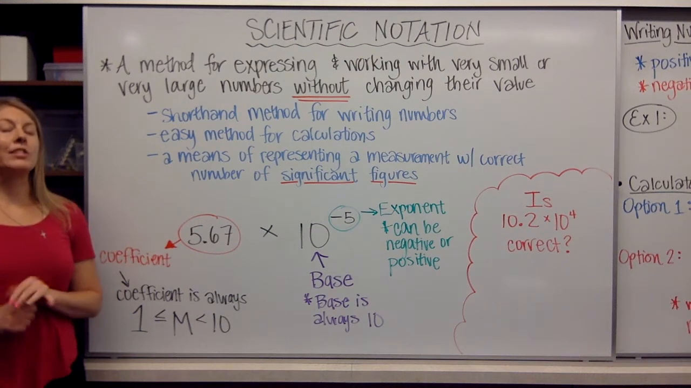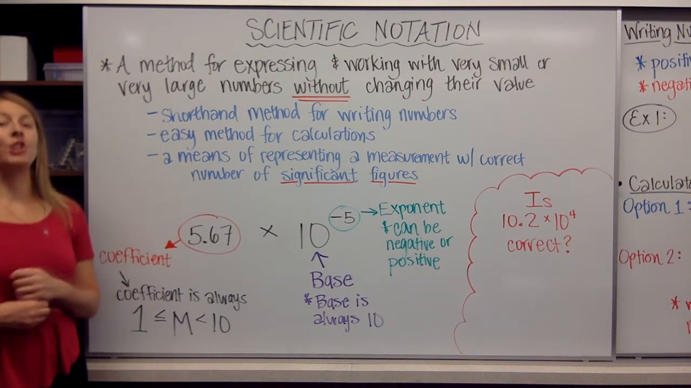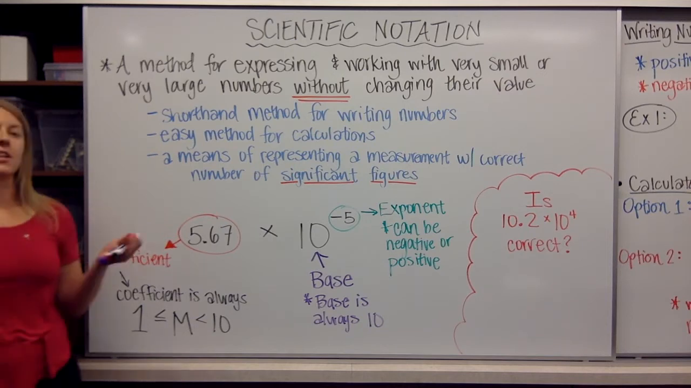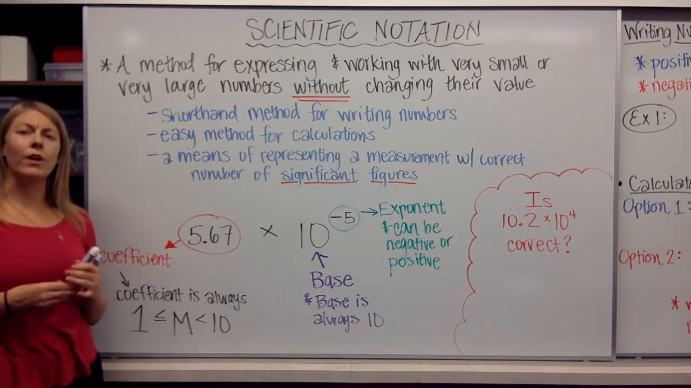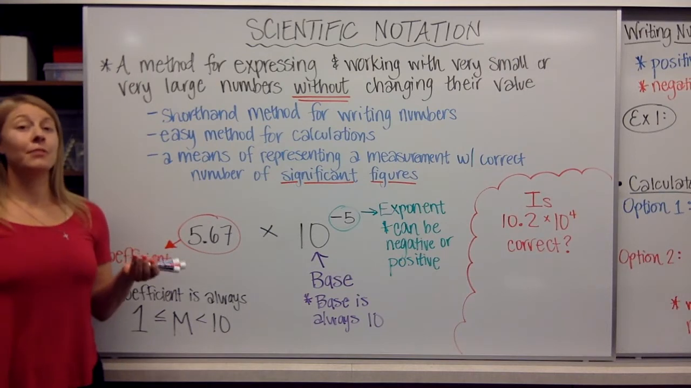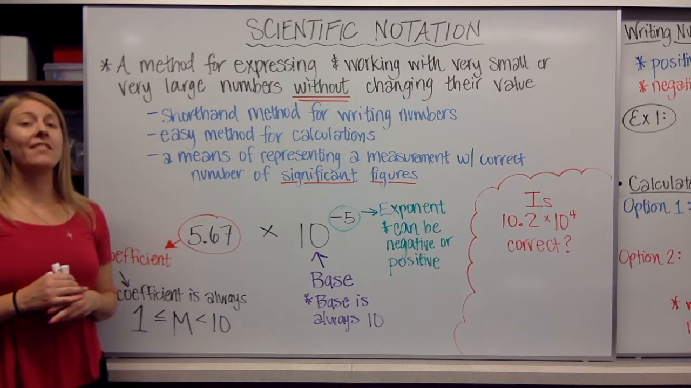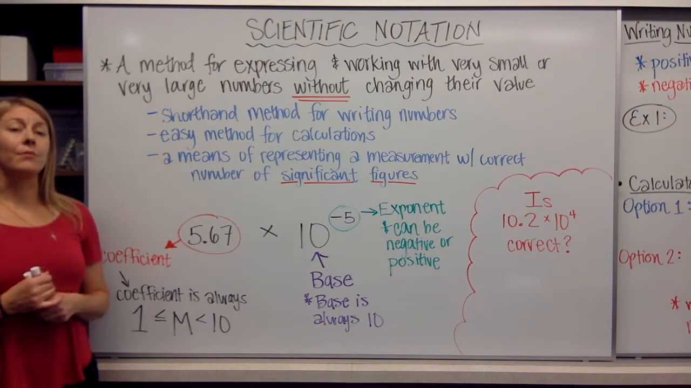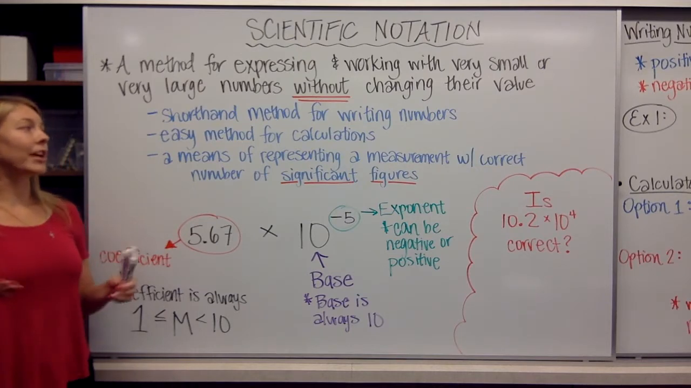Everybody! Today I'm going to be talking to you about scientific notation. Scientific notation is a method for expressing or working with really large or really small numbers. In chemistry we don't like really large or really small numbers, and so this is a way that enables us to work with more manageable numbers without changing their values.